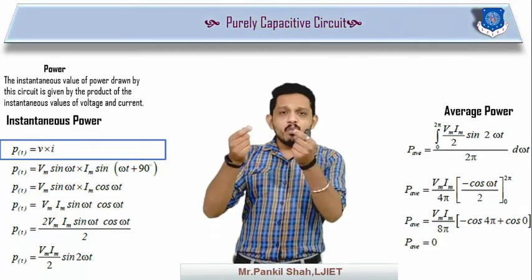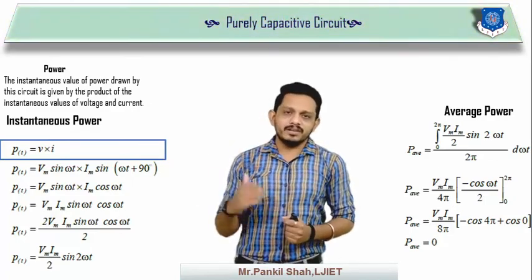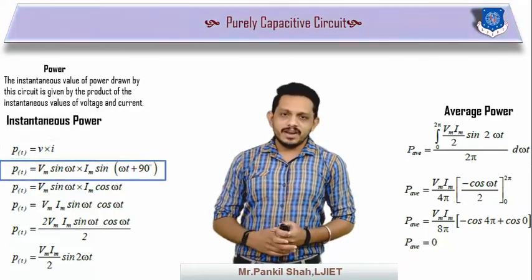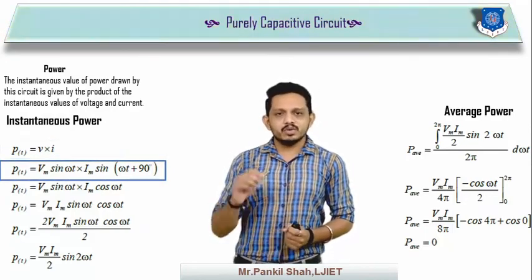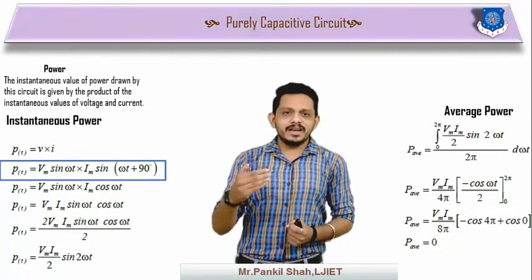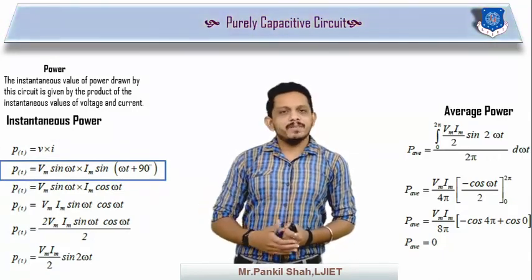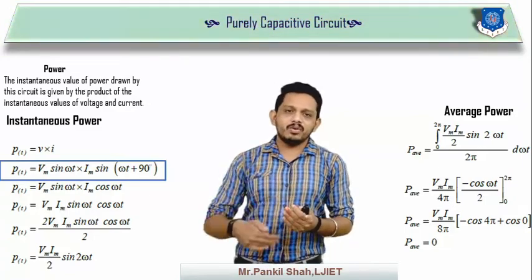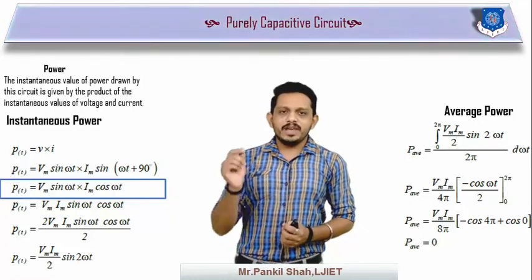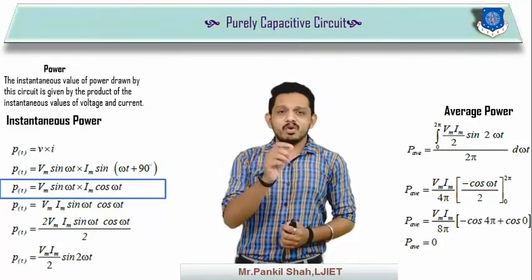Now let's put in both the equations that we derived in the last slide, that is V equals Vm sin omega t and I equals Im cos omega t, or you can say Im sin(omega t plus 90), but it will be converted back to cos. So our instantaneous power is equal to Vm sin omega t into Im cos omega t.